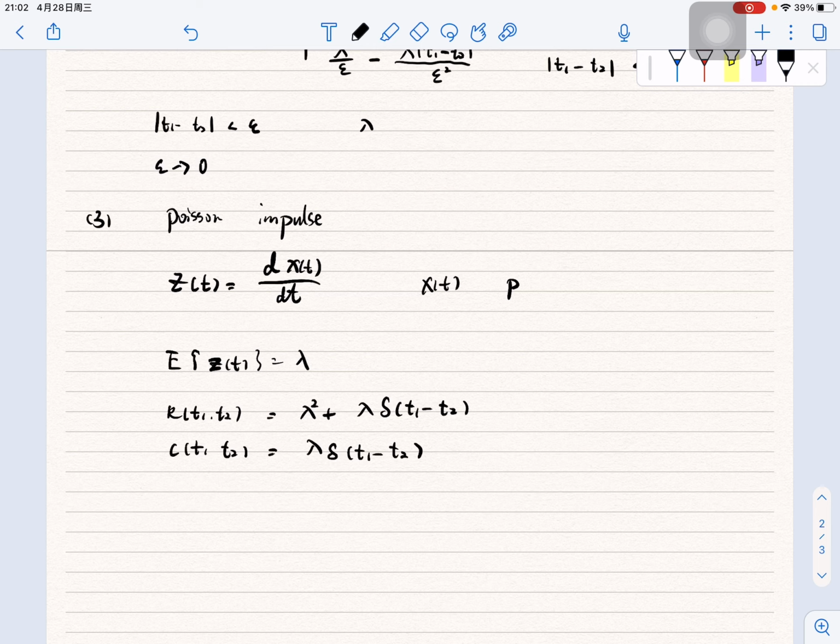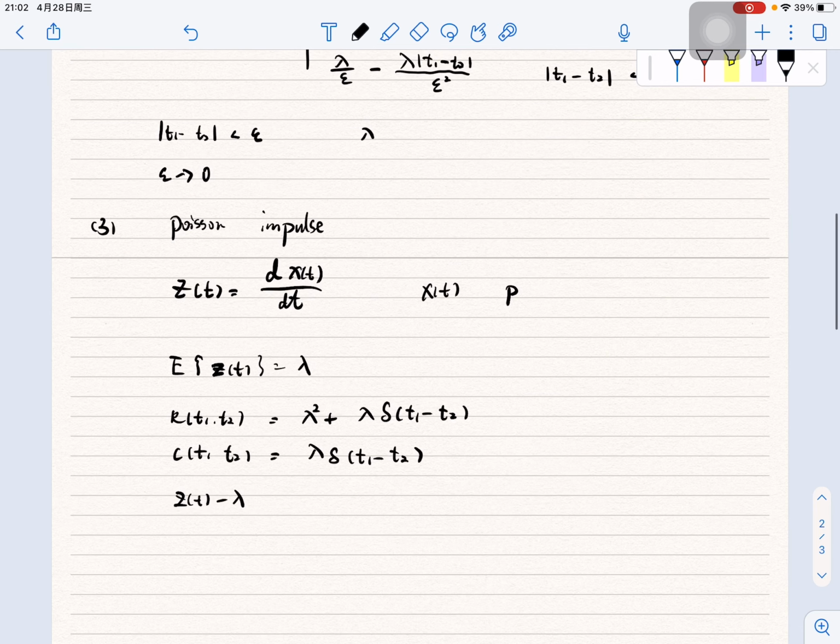The process Z(t) minus lambda has zero mean, and R(t1, t2) equals lambda delta(t1 minus t2), and here Z(t) minus lambda is white noise.